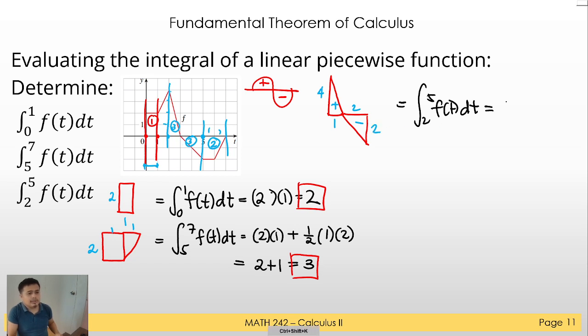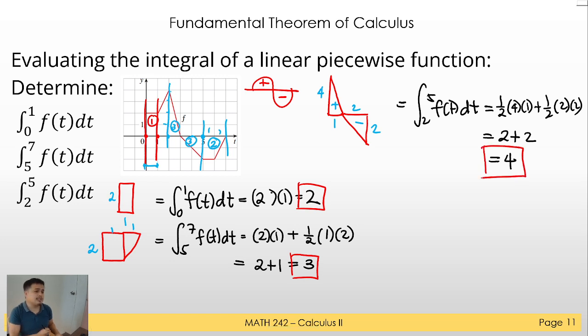Right? So we have here 1/2 base times height. So 4 times 1 plus another 1/2 times 2 times 2. So this will become 2 plus 2. So therefore the answer is 4. Okay, so that's it. That is the definite integral of a given function if we have a graphical representation of the function that is a linear function.